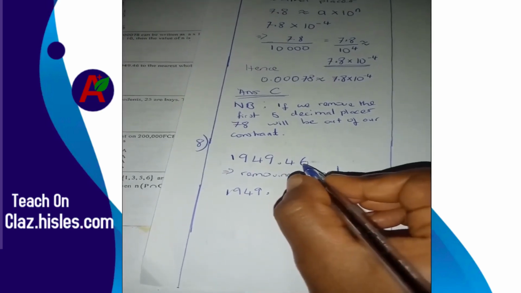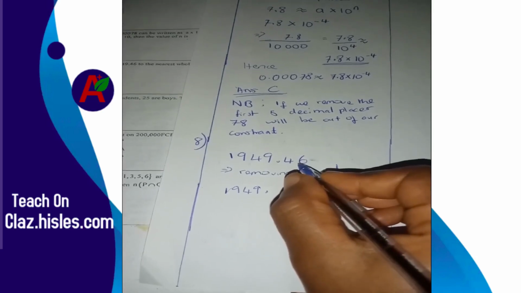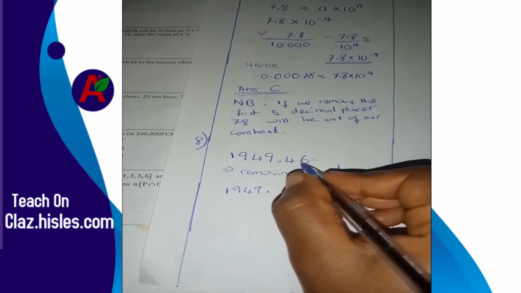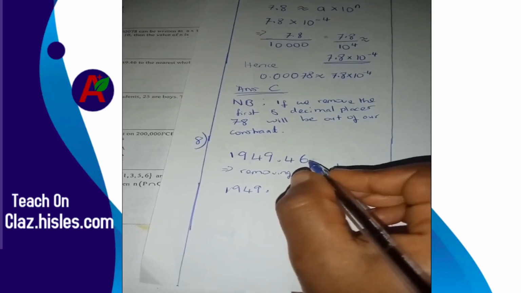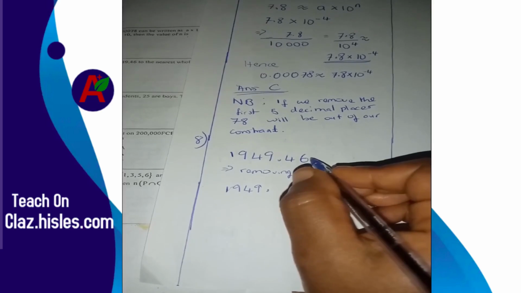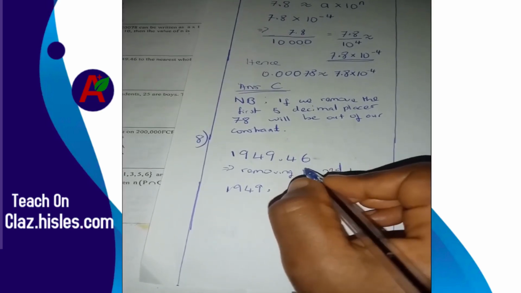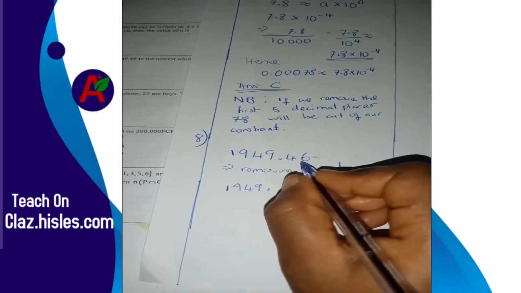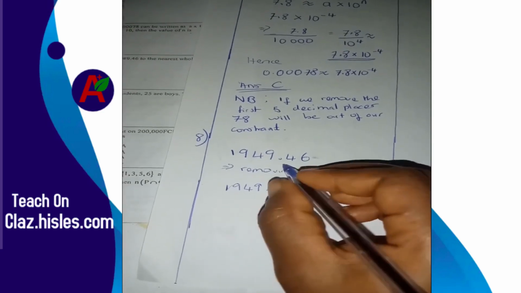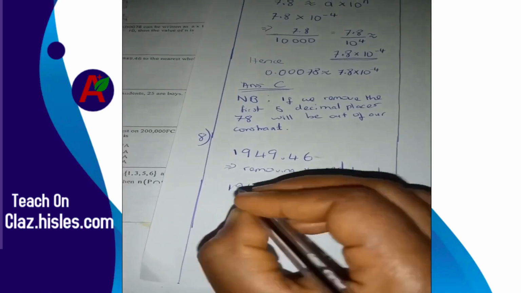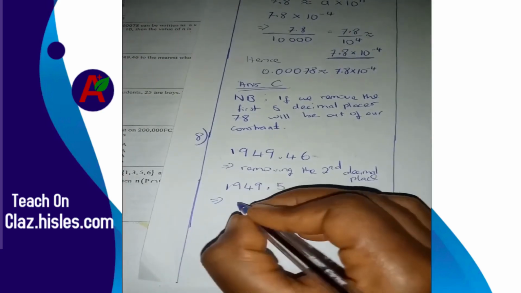If we are removing the second decimal place, is 6 greater than or equal to 5? Yes, 6 is greater than 5, so we are going to round it up. To round it up, this will be 1949.5. And then now we're removing the first decimal place.